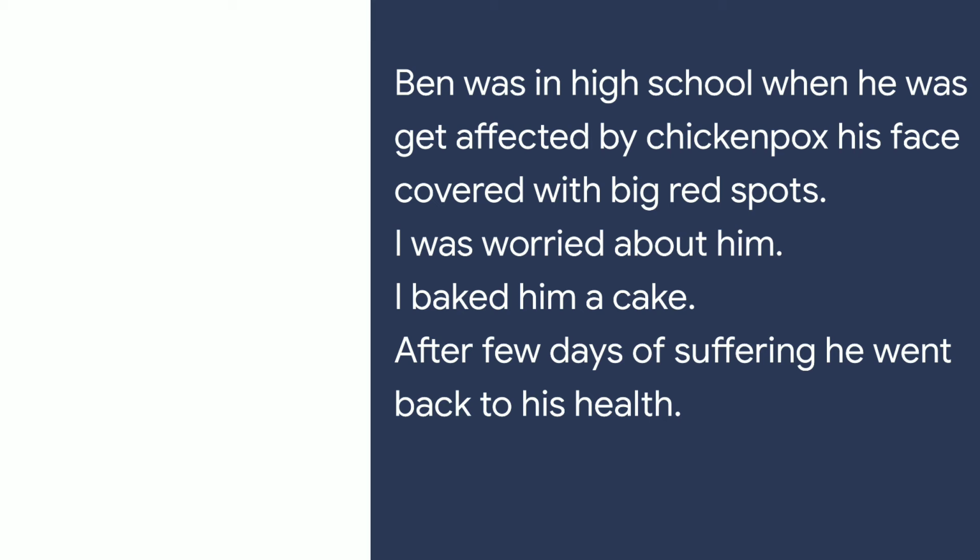I baked him a cake. In this sentence, I use him in an objective way because in another sentence like I baked a cake, there is no possessive thing, there is no denoting thing where we would use he or his. For that, we use him. I baked him a cake. After a few days of suffering, he went back to his health. Here I have used he to denote that he went back to his health. Health is something possessive, so we use his before health.